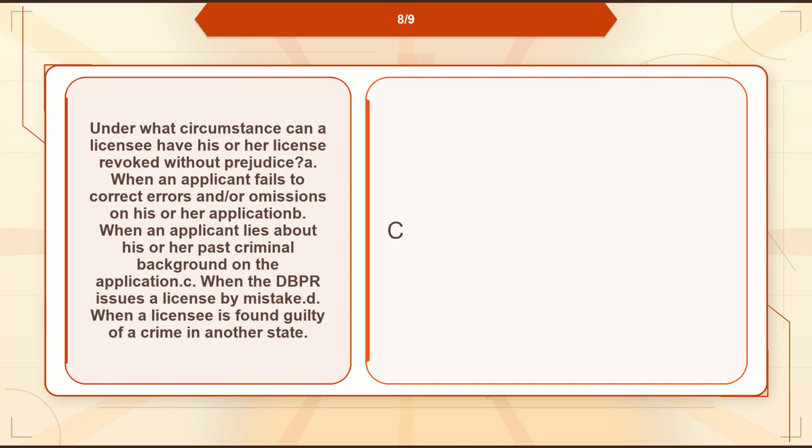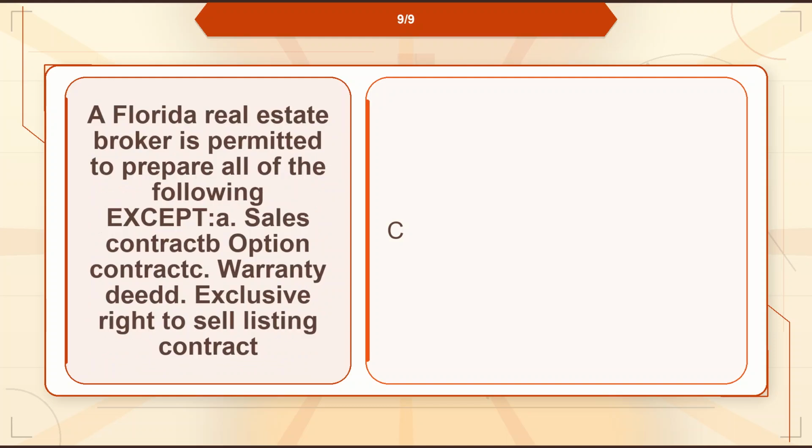Flashcard 8. Term: Under what circumstance can a licensee have his or her license revoked without prejudice? A. When an applicant fails to correct errors and/or omissions on his or her application. B. When an applicant lies about his or her past criminal background on the application. C. When the DBPR issues a license by mistake. D. When a licensee is found guilty of a crime in another state. Definition: C.